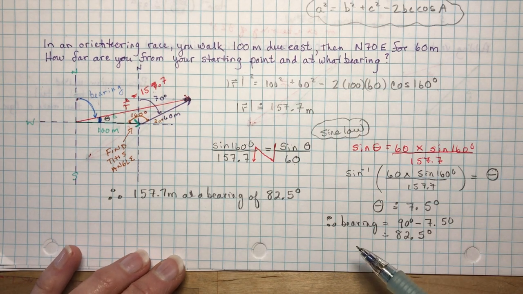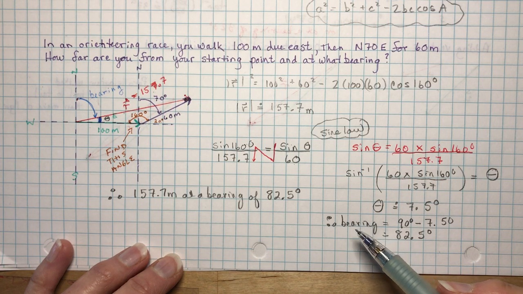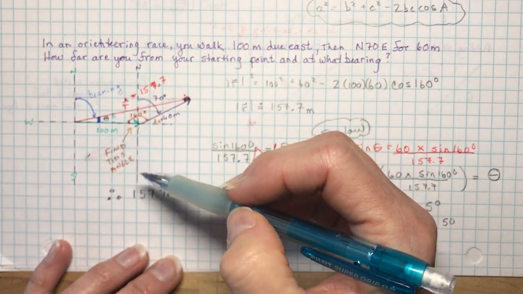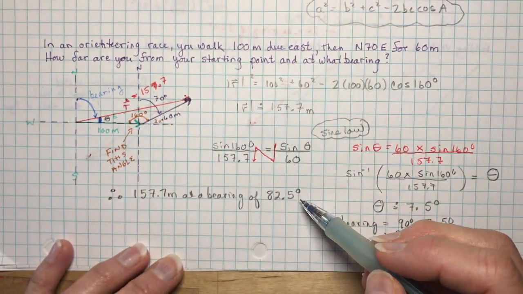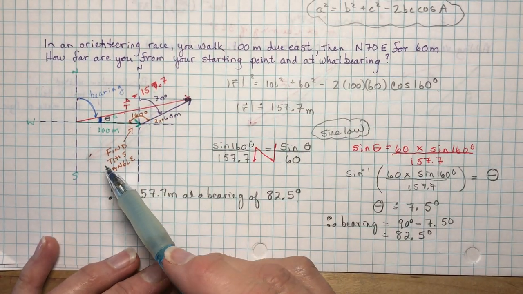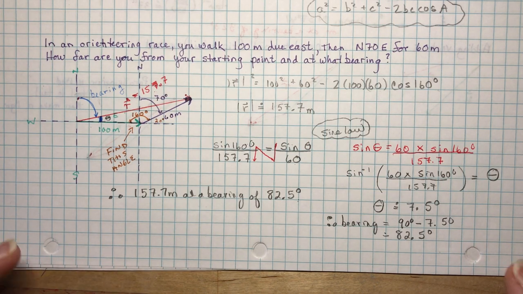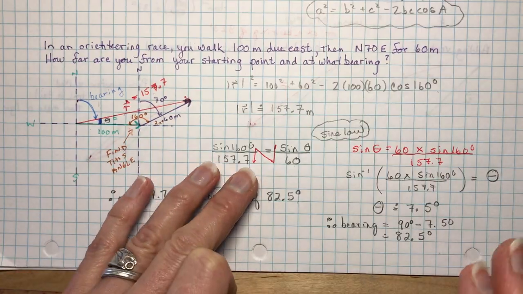Now if they didn't ask for a bearing, you could say north 82.5 degrees. No, you wouldn't, because that wouldn't make any sense. I was going to say north 95 degrees south. No, just leave it like this. It's a bearing of 82.5 degrees. Okay, so that's your orienteering race question. You'll see lots of these in your homework assignment.